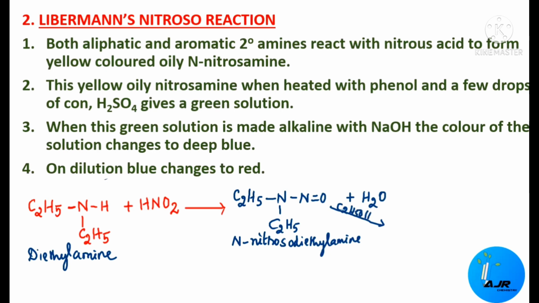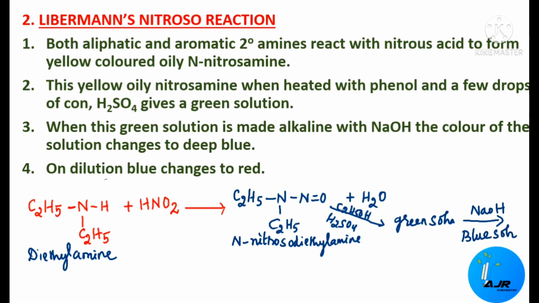C2H5OH when it is heated in the presence of sulfuric acid, H2SO4, gives a green colored solution. Now, the next step: when this green solution is made alkaline with NaOH, the color of the solution changes to deep blue. Understood? When this green colored solution is treated with sodium hydroxide and made alkaline, it gets converted to a deep blue colored solution.